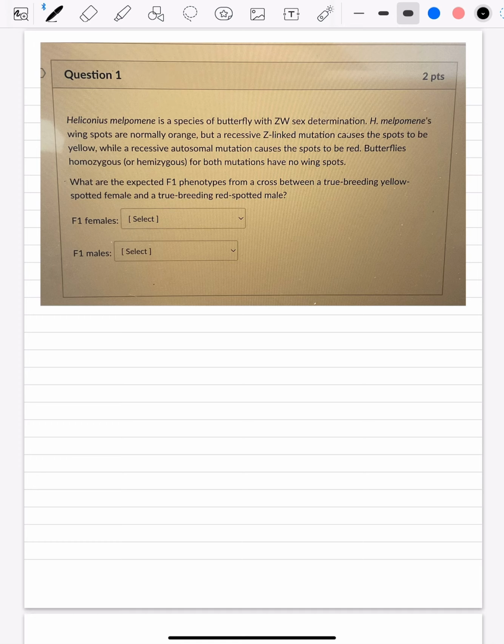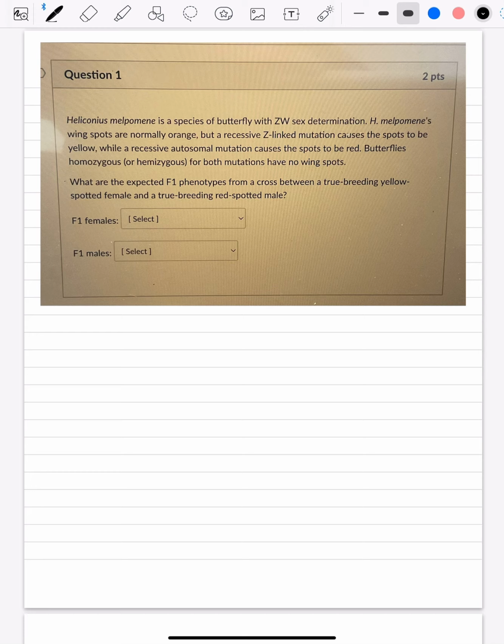Whatever the species of butterfly has ZW sex determination. The wing spots are normally orange, but a recessive Z-linked mutation causes the spots to be yellow, while a recessive autosomal mutation causes the spots to be red. Butterflies homozygous or hemizygous for both mutations have no wing spots. What are the expected F1 phenotypes from a cross between a true breeding yellow-spotted female and a true breeding red-spotted male?